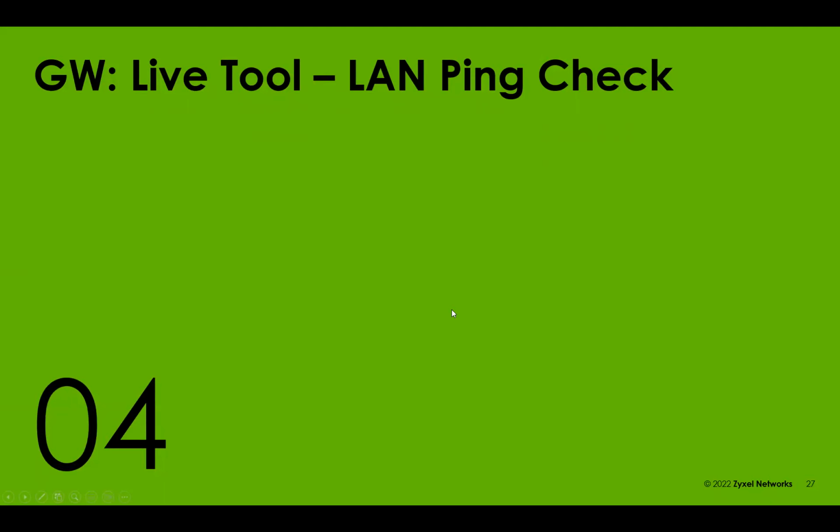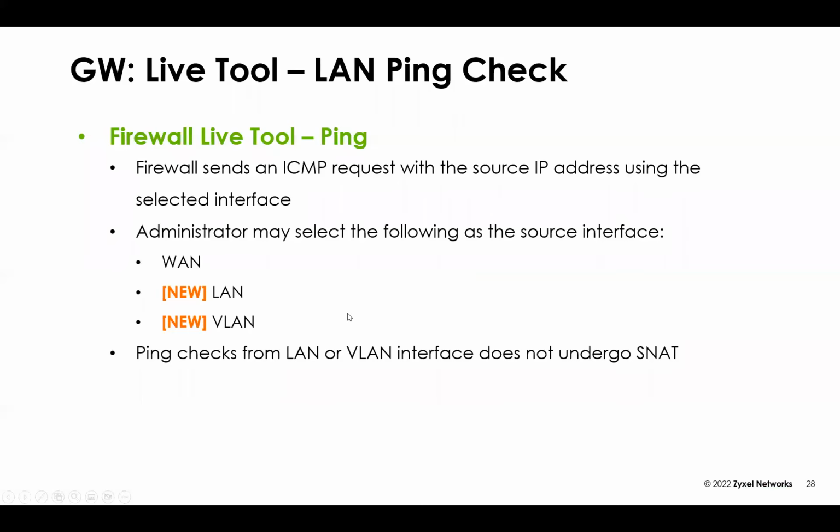Next up, we have our live tools on the gateway, which is our LAN ping connectivity check. Previously, with our ping tool, we could send the ICMP request to a source IP address using the selected interface. You could choose which interface you'd like to select. You can choose the WAN, but now we've added a new feature where we can also include the LAN and VLAN. So we can choose any local interface that's been created directly on the firewall.